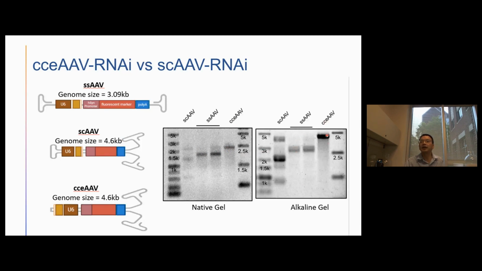With the CCE vector, without the mutant ITR, using the new tail end digestion method, we get a very homogeneous vector population. And the self-complementary vector with the mutant ITR is highly heterogeneous.